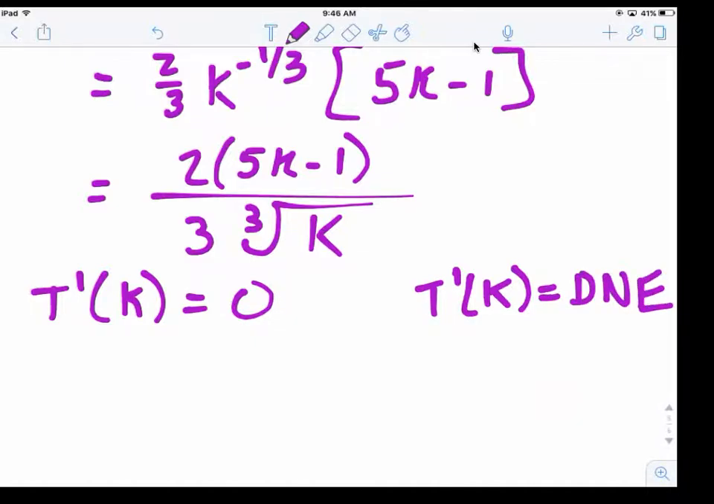All right, so where would the top equal 0? One over 5. And then the derivative doesn't exist at k equals 0. Okay. That part.